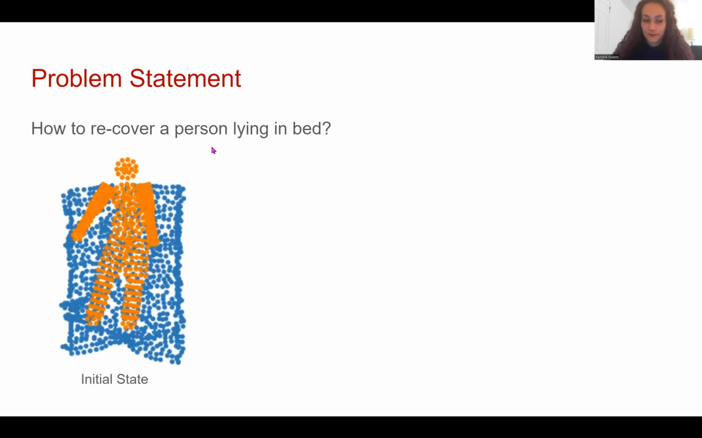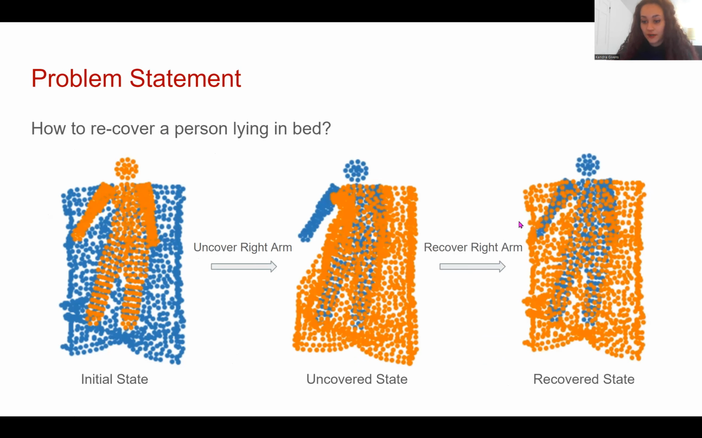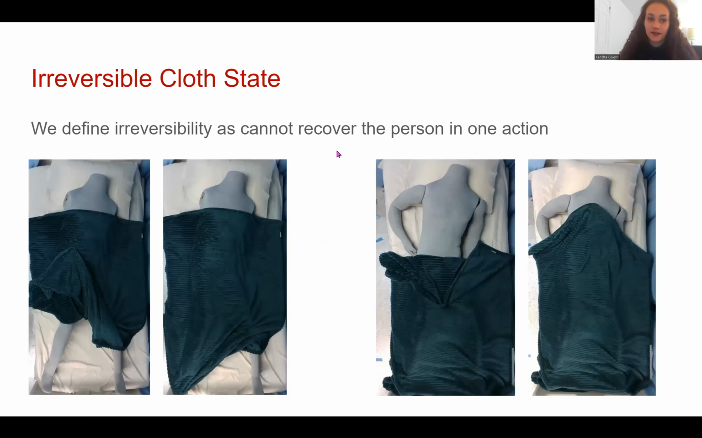So where our work comes in is we are trying to now recover the person back up. So ROBE has looked at how do you uncover a person and now we want to recover them. So if you uncover the right arm, this is all ROBE, but this is where our work comes in: how do you cover them back up? So it's not as simple as it looks, where you can just take your action and then just reverse it, which is the naive reversal, because some cloth states are irreversible. They get self-occluded or folded and you can't cover the person all the way.